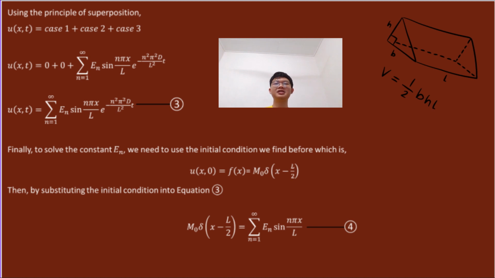Finally, to solve the constant En, we need to use the initial condition we found before, which is the function of u when t is equal to 0 equals f(x) equals m0 times the Dirac delta function of x minus L over 2. Then by substituting the initial condition into equation 3, we will get m0 times the Dirac delta function of x minus L over 2 equals the summation from n equals 1 to infinity of En times sine n pi x over L, which is equation 4.